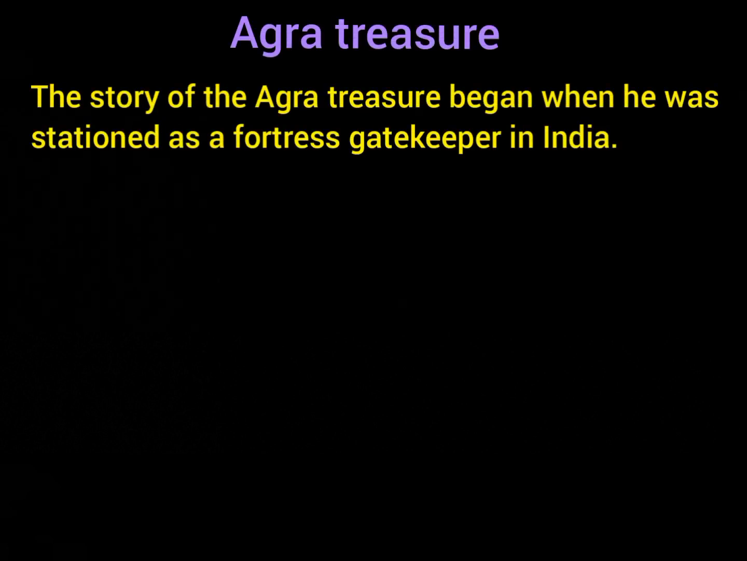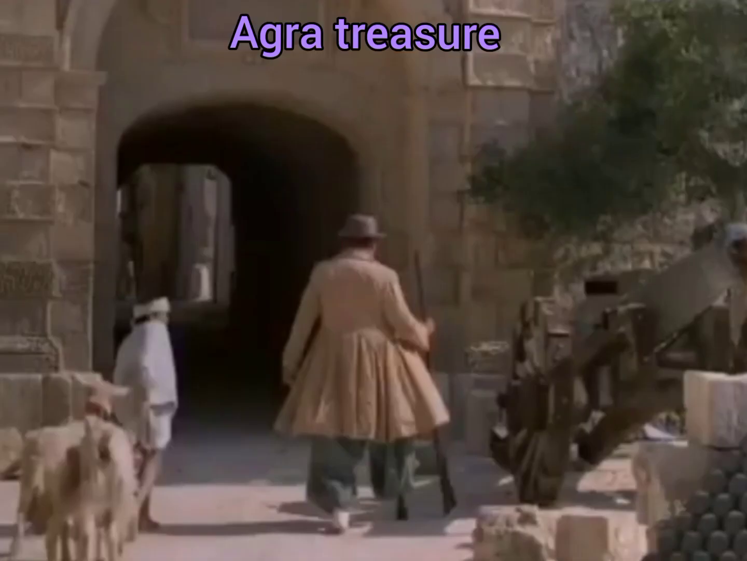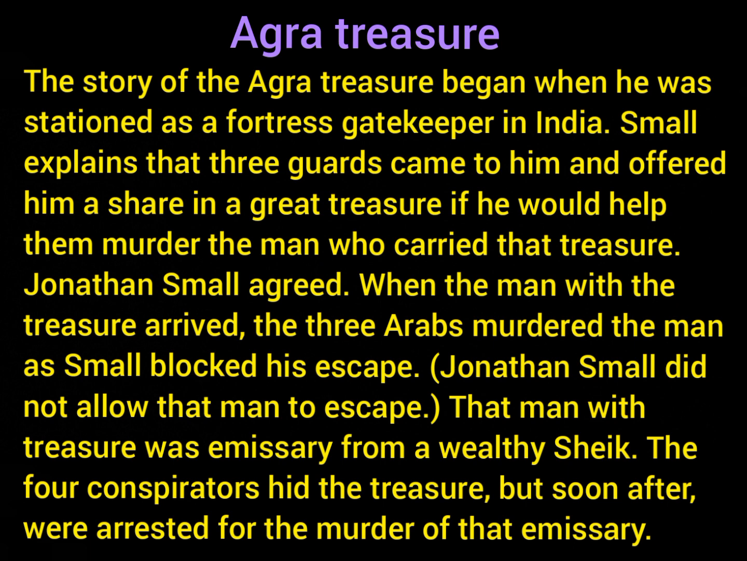The story of the Agra treasure began when he was stationed as a fortress gatekeeper in India. Small explains that 3 Arab guards came to him and offered him a share in a great treasure if he would help them murder the man who carried that treasure. Jonathan Small agreed.